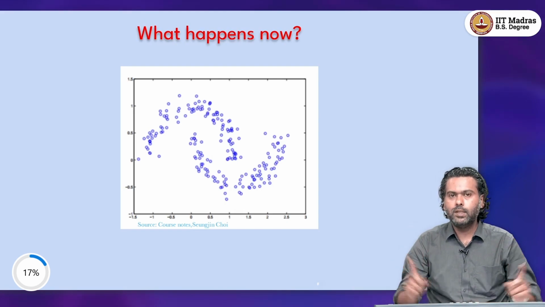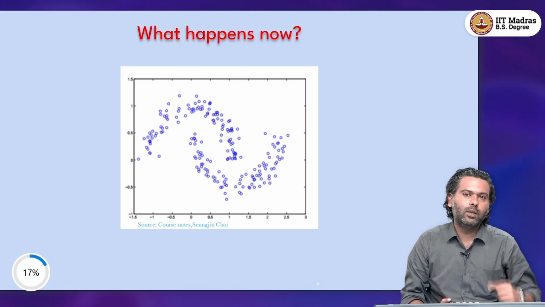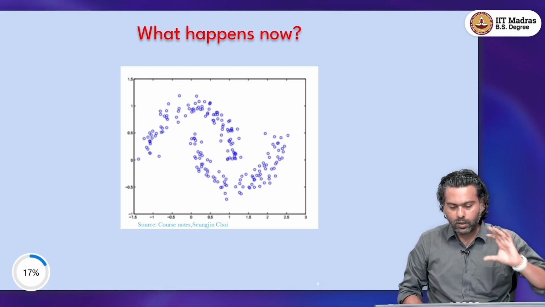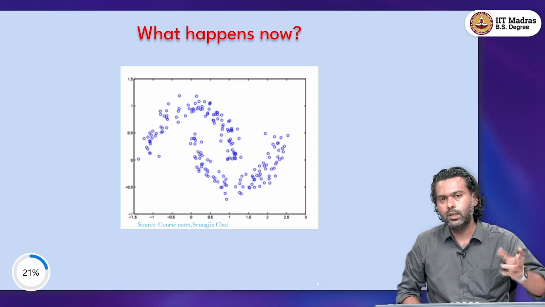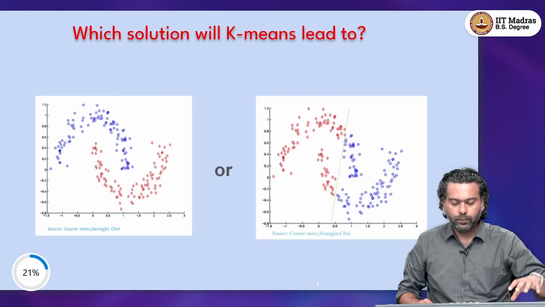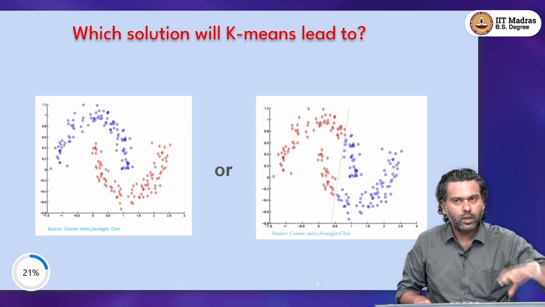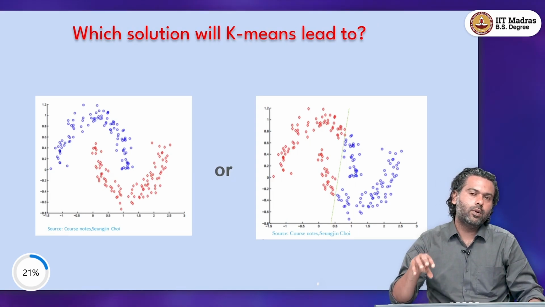Well, it's not a trivial question to answer. I want you to pause and think about it, ponder about this. Let me give you two possible options that could happen, right? Is this going to output the solution on the left, or is this going to output something like the solution on the right?